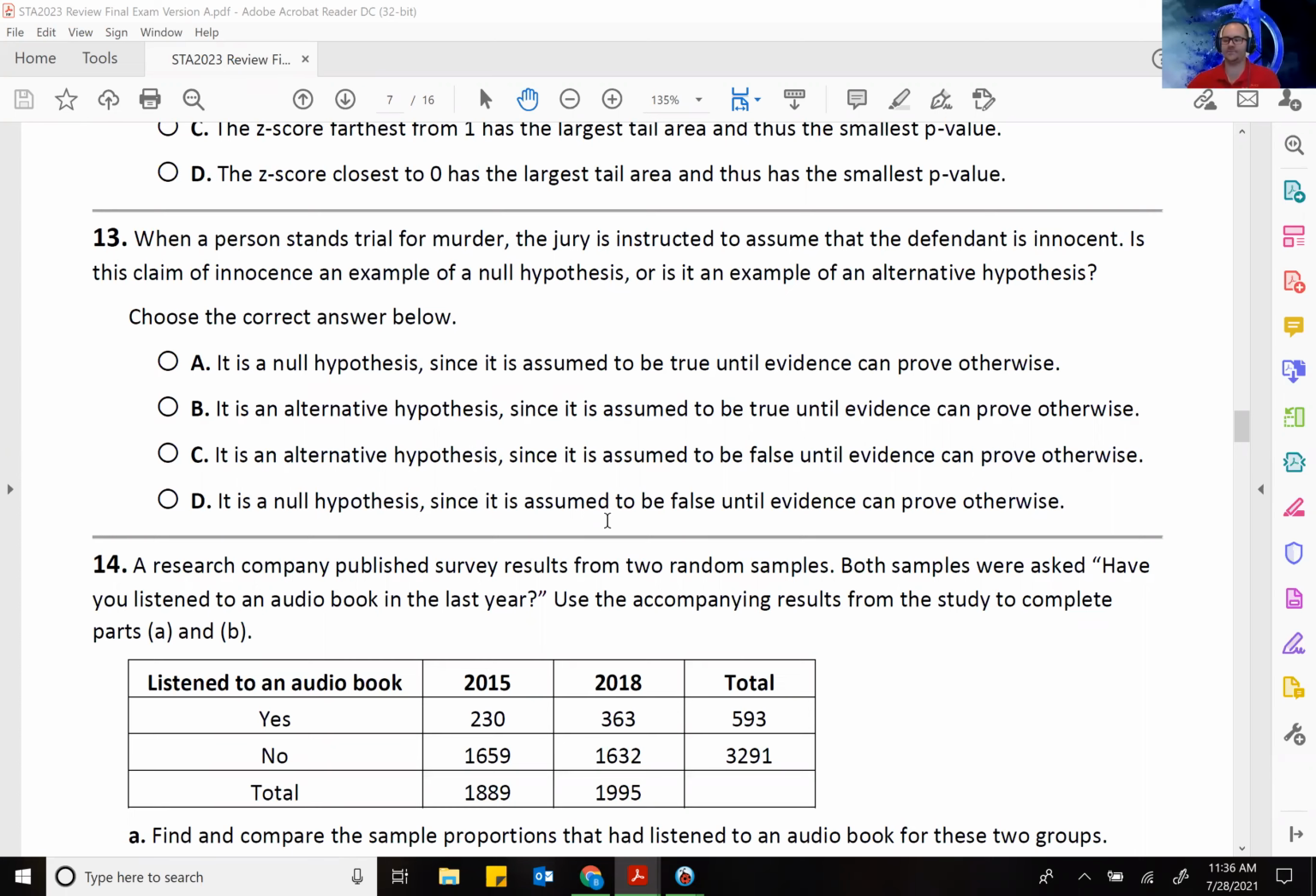Yes, perfect sense, Mr. Armstrong. I'm never going to be on trial. Good. I'm glad you guys are not going to commit crimes and be on trial. Thank you for that. All right, number 14.